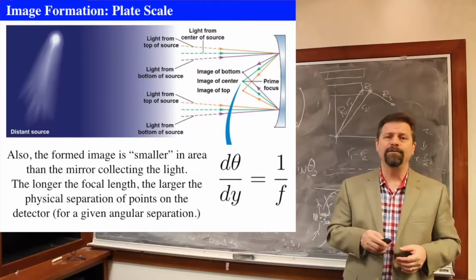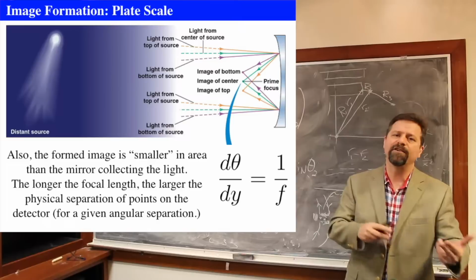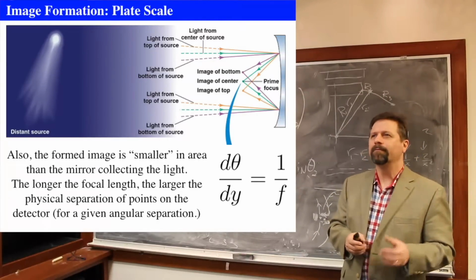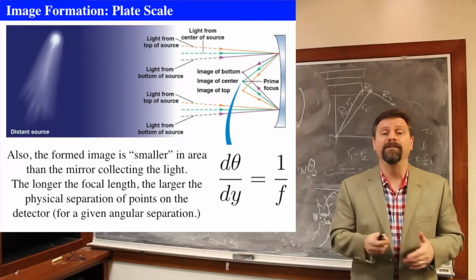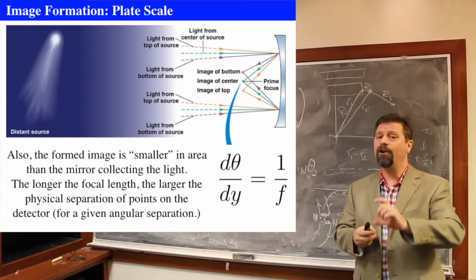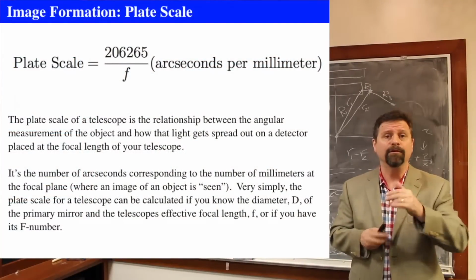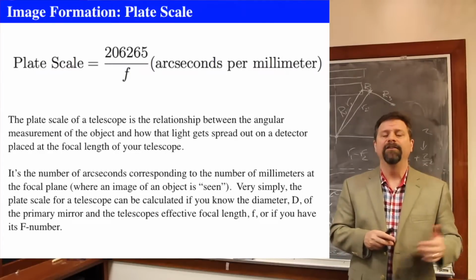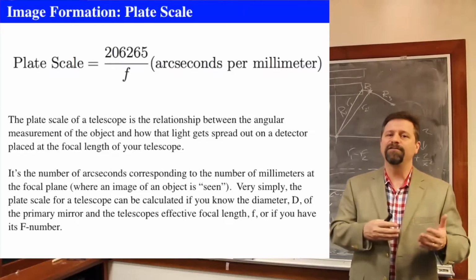The longer the focal length is, the bigger the physical separation of points on the detector. So that's kind of a weird way of thinking about it. But that's kind of what you want. So let's say you want to image Saturn's rings and get all sorts of beautiful details. Then you want a large physical separation of the individual ring divisions, like the Cassini division, on the detector so you can make them out. So you want a very long focal length in order to get a large physical separation.